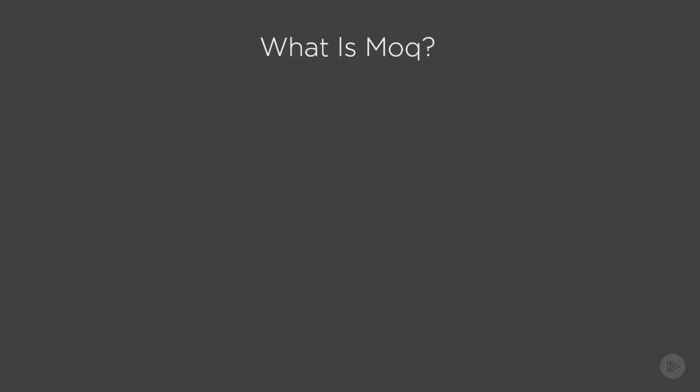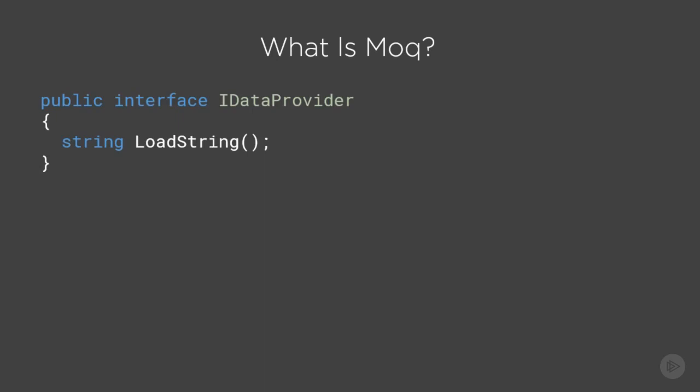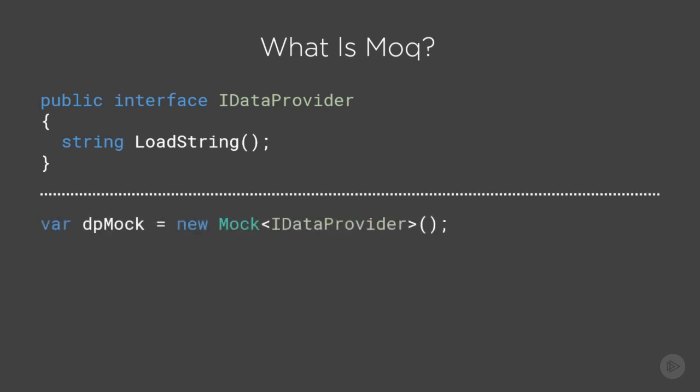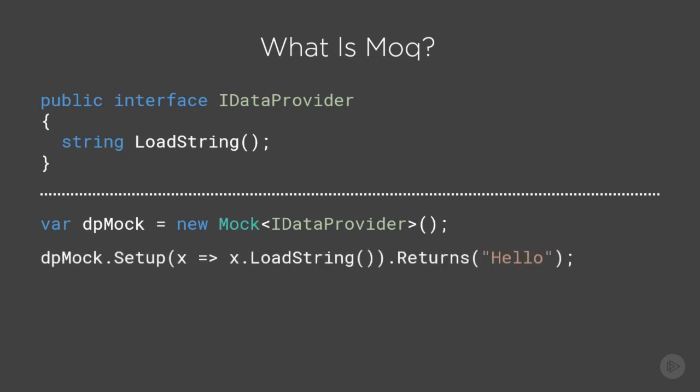Now let's look at a piece of code. Let's assume you have this IDataProvider interface that has a LoadString method that returns a string. In a unit test, you want to mock that interface. With the Moq library, you can just create a Mock of IDataProvider. The Mock class comes from the Moq library. On that mock object, you can set up the LoadString method and a return value for it. As you can see, to do this, you use a lambda expression that you pass to the Setup method.